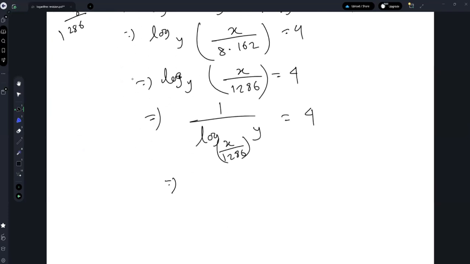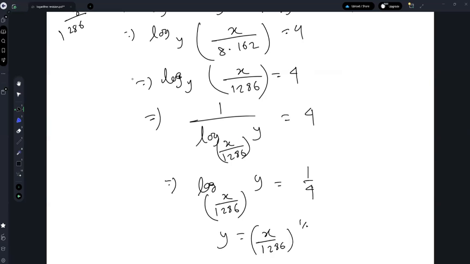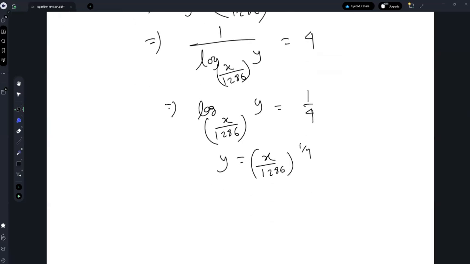So this means that if I shift this around, it is also going to be reciprocated if I keep this as a numerator. So I get log base x by 1286 of y equals 1/4. So therefore, y equals x by 1286 to the power 1/4. So therefore, the fourth root of 1286 is something I need to find on the calculator.